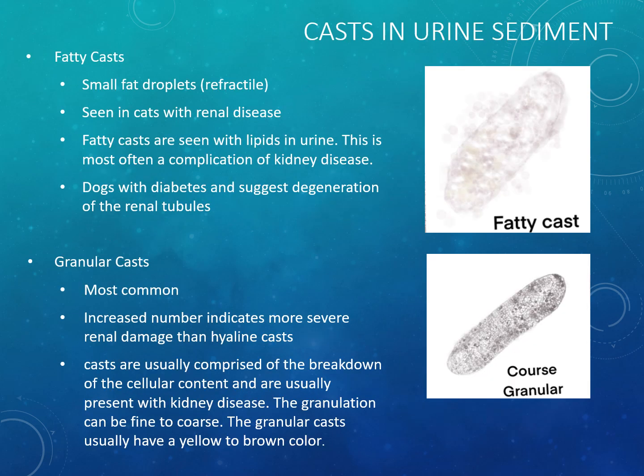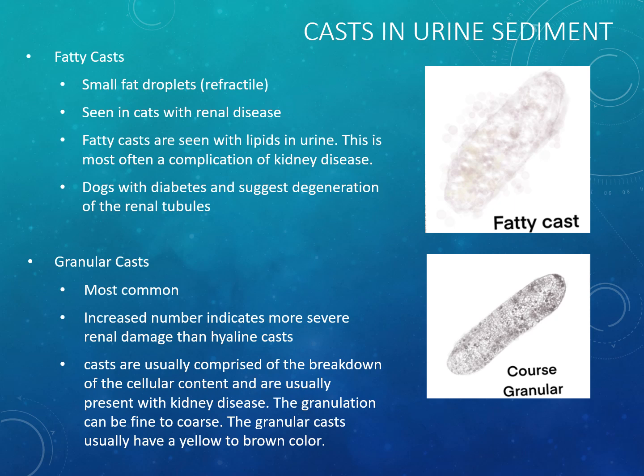Fatty casts contain small fat droplets, so they will appear refractile. They can be seen in cats with kidney disease. They're also seen when there are high lipids in the body, in the urine. This is most often a complication of kidney disease. Dogs with diabetes can have these, and it suggests that there's degeneration of the renal tubules.